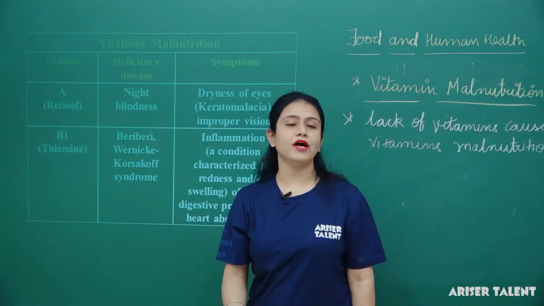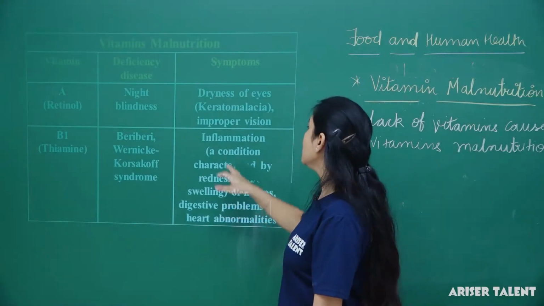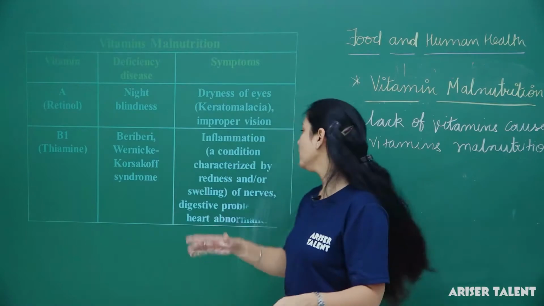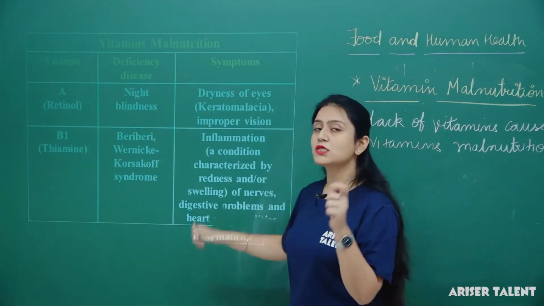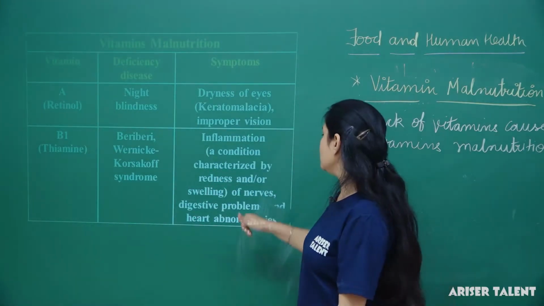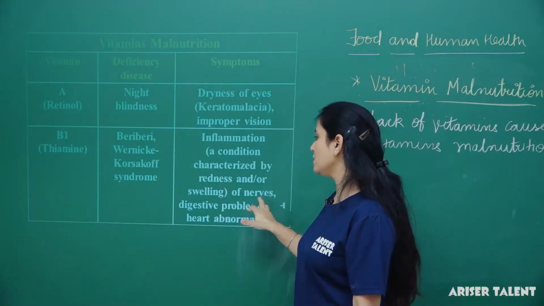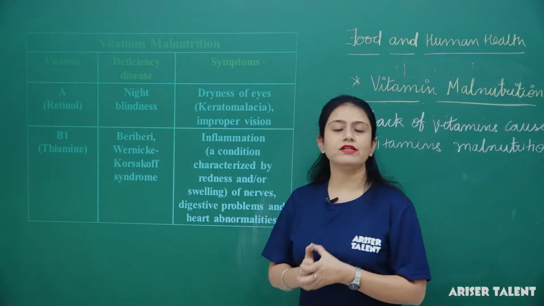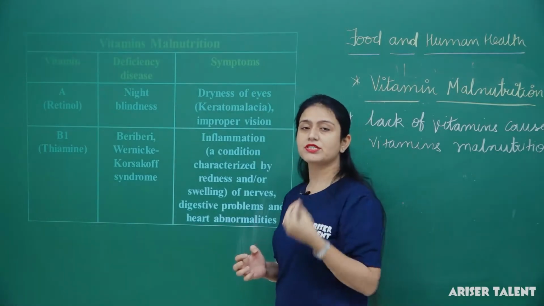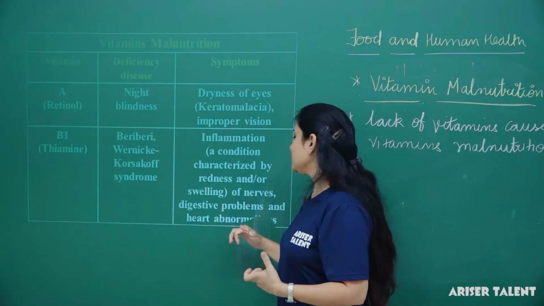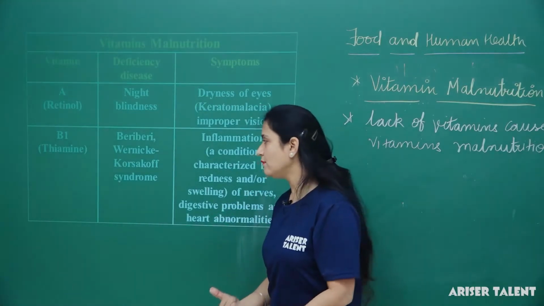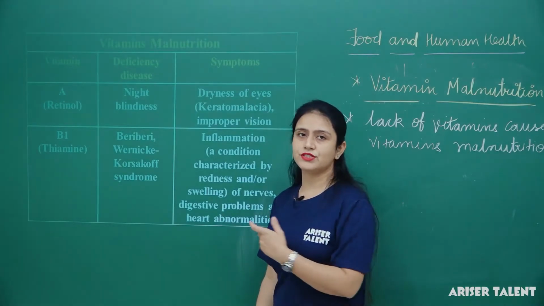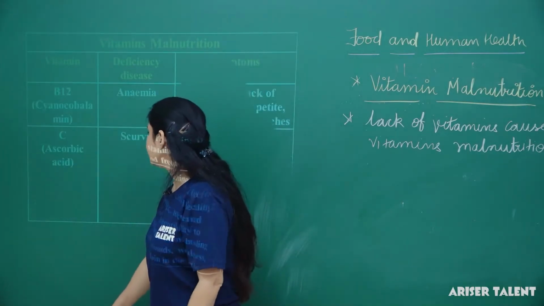As well as, what are the symptoms? How will you identify that the person is suffering from this disease? Inflammation. What is inflammation? Inflammation is a condition of redness or swelling in a particular organ. So here, inflammation of nerves, digestive problems and heart abnormalities. When the person is not feeling well, inflammation is there in the nerves, as well as he is suffering from digestive problems, then these are the symptoms of beriberi, which is caused by the deficiency of vitamin B1.